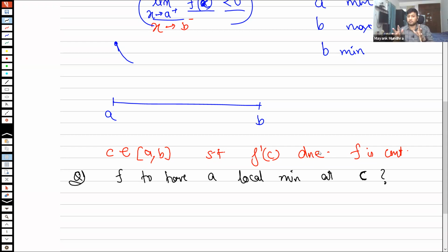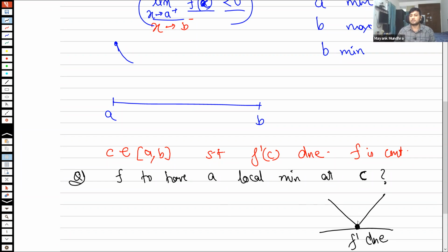Draw a graph of a function which has a local minima at some point C, but it is not differentiable at that point. That is, it is not smooth at that point. You can basically consider mod x at x equals 0, because mod x at x equals 0 looks like this. So at this point, f prime does not exist.